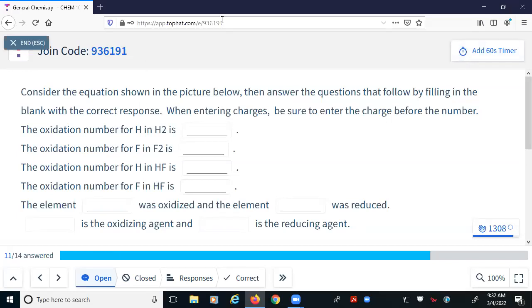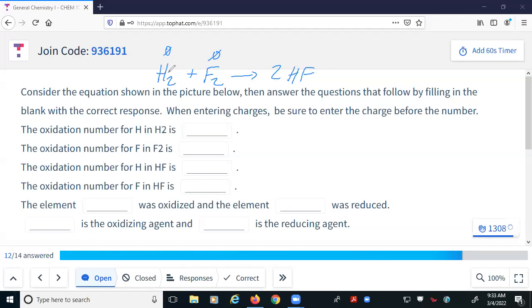All right, so let's take a closer look at this problem then. So we've got hydrogen reacting with fluorine to make hydrogen fluoride. So right off the bat, we should be recognizing, okay, hydrogen is an element. There is nothing else with it. It's got to be zero. Same with the fluorine. Fluorine is an element. It's got nothing else with it. It's got to be a zero. So if you're coming up with positive one and negative one for the hydrogen and the fluorine as reactants, you're not thinking about this the right way.